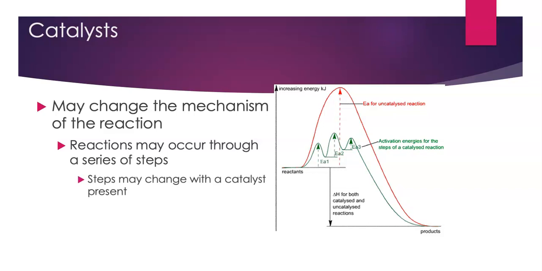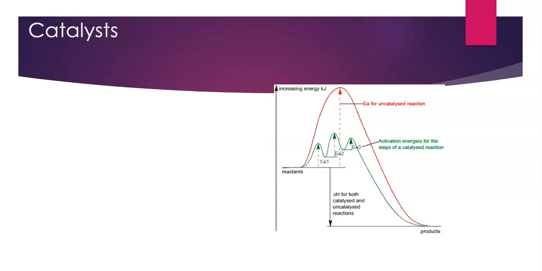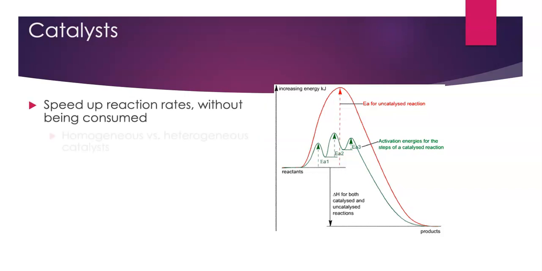So in this diagram, the red one shows the uncatalyzed reaction, which appears to occur in a single step. But the catalyzed reaction, which is shown in green, has the same delta H, but now it seems to appear in 3 steps. But the activation energies are very low and the reaction's much faster. And so we do get the catalyst back in its original form. That's one of the hallmarks of a catalyst.